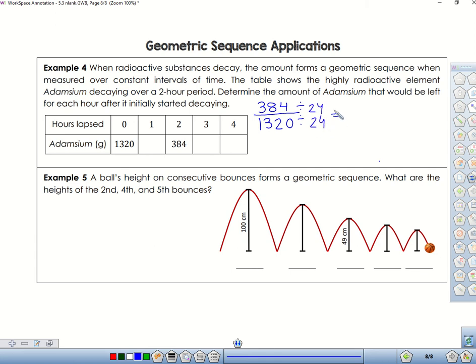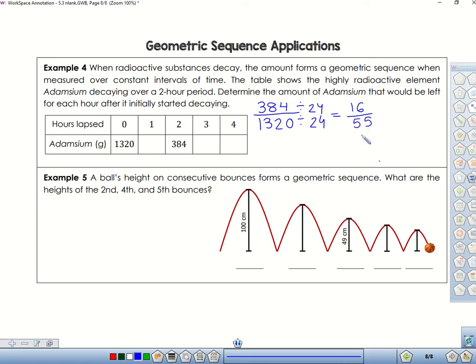And when we divide it by 24, we get 16 over... just a minute, I typed it in wrong. 55.